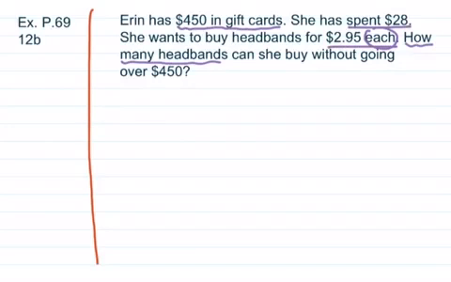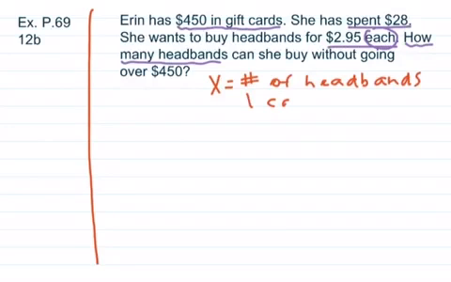Since we have our scenario, we have $450 in gift cards. I've already spent $28. Now I want to buy a lot of headbands. I need to know how many headbands I can buy if they're each $2.95. What am I trying to find? I'm trying to find the number of headbands I can buy. So I want to assign my variable. X is the number of headbands I can buy. I don't know that. That's what I'm trying to find.